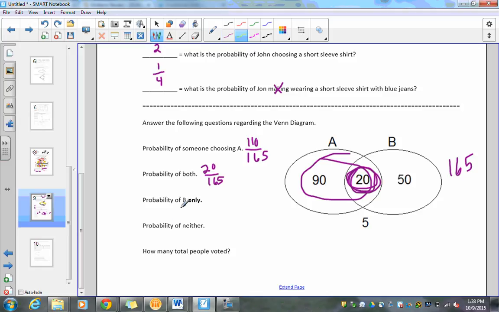What is the probability of B only? Well, B only is this 50 right here. That's the only thing that's all by itself. So 50 over 165. How many total people were surveyed? 165, that was the answer to that one. What's the probability of neither? 5 over 165.